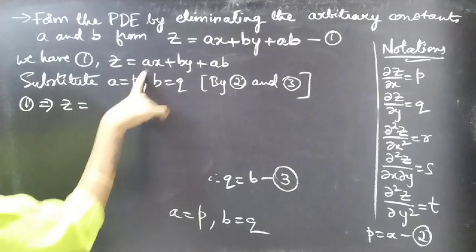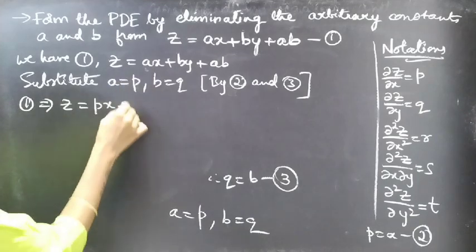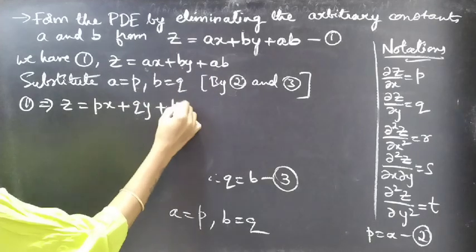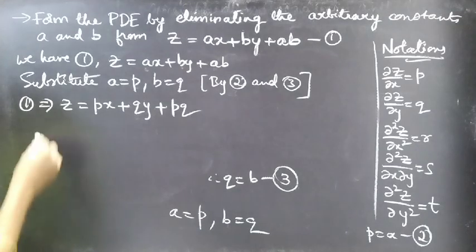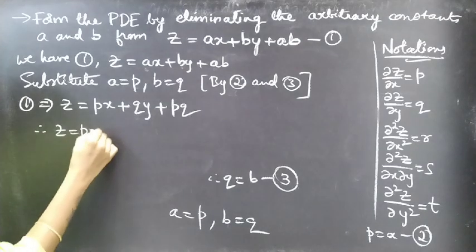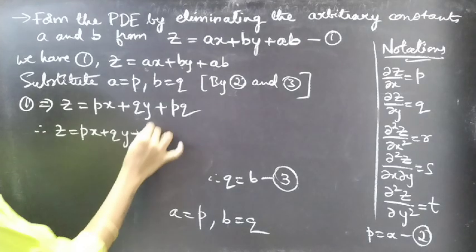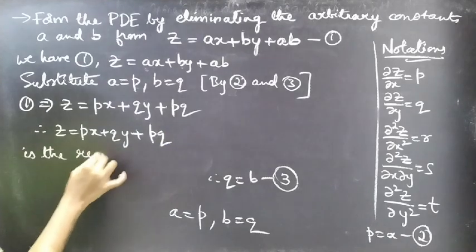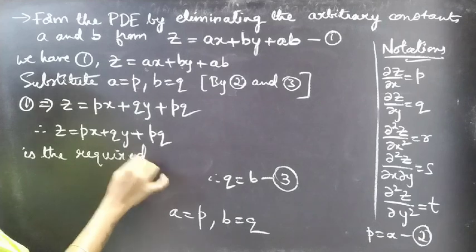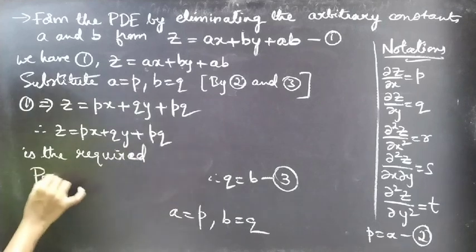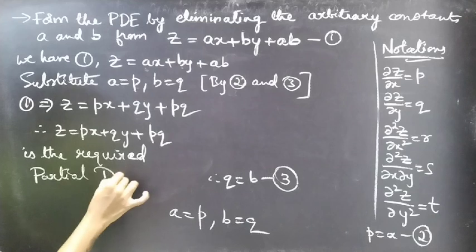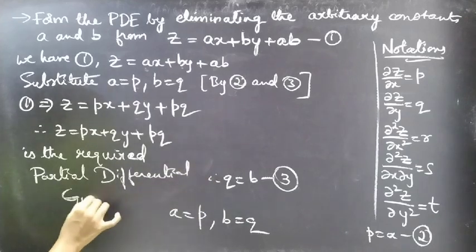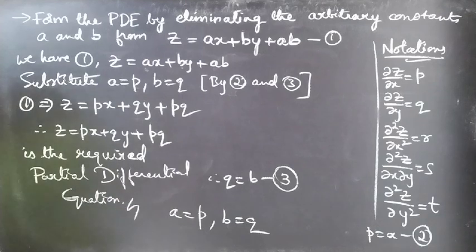z equal to, replace a by p, you'll get px, plus replace b by q, you'll get qy, plus replace a by p and b by q, you'll get pq, right? Therefore z equal to px plus qy plus pq is the required partial differential equation. Which completes the problem.